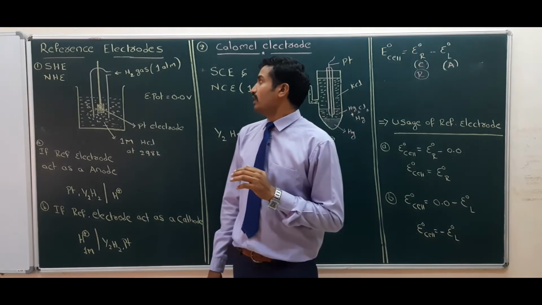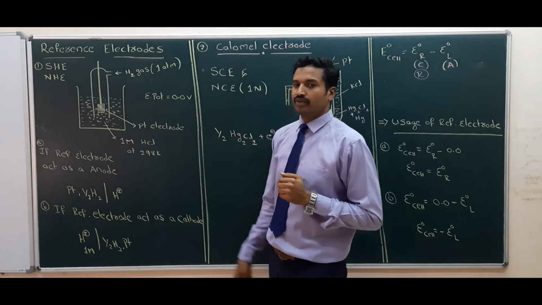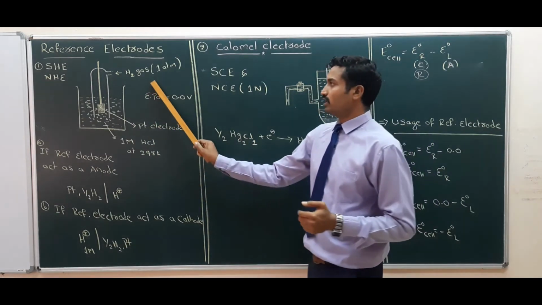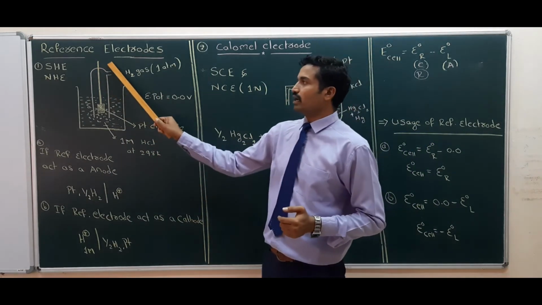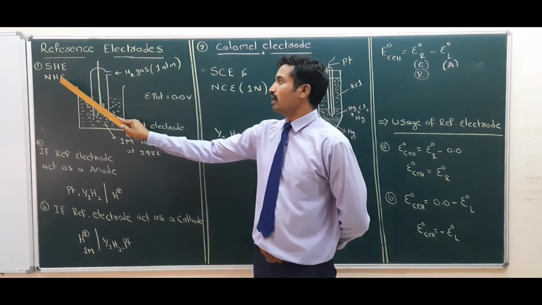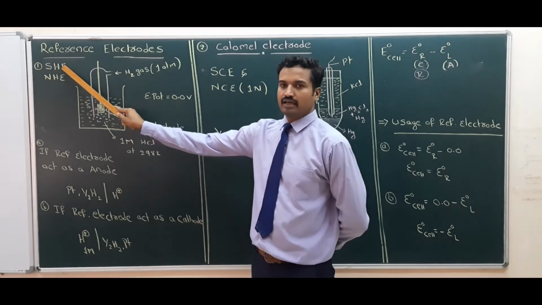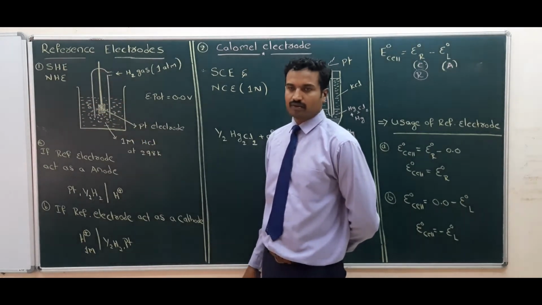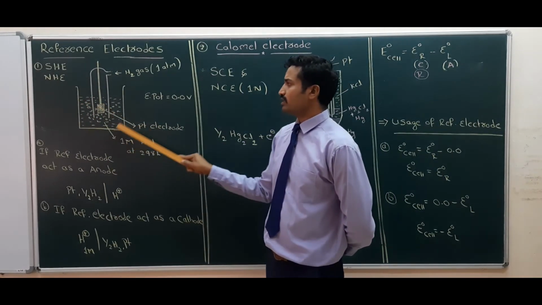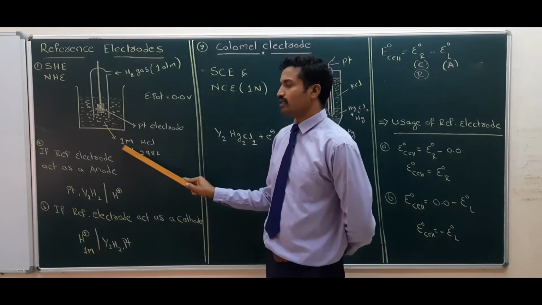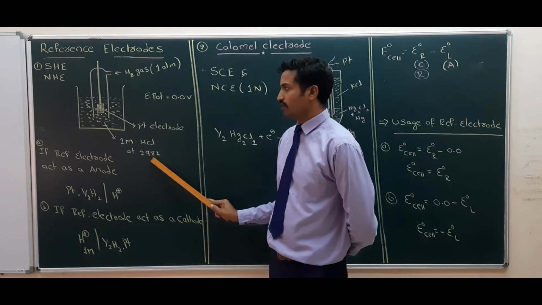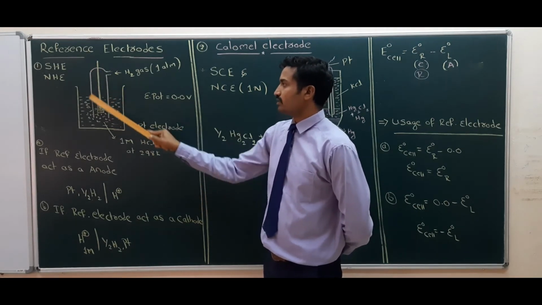We will see that in our syllabus, two reference electrodes are there. One is the hydrogen electrode, the second one is the calomel electrode. First we will see the hydrogen electrode, also called the standard hydrogen electrode or normal hydrogen electrode. This is the construction of the standard hydrogen electrode. One jar is there which contains the standard solution, 1 molar HCl solution. Temperature is 298 Kelvin.